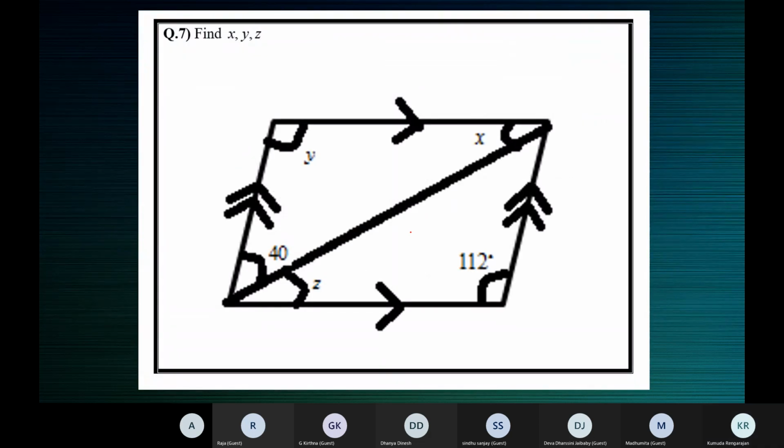Was this homework? Yes, ma'am. Okay, Raja, what's the value of X? Anish? Yeah, what's the value of X? You tried this homework problem? Raja, I can hear you. Can you hear me? Yes, ma'am, I can hear you. This one was given as homework. Ma'am, I'll work it before next class, ma'am.